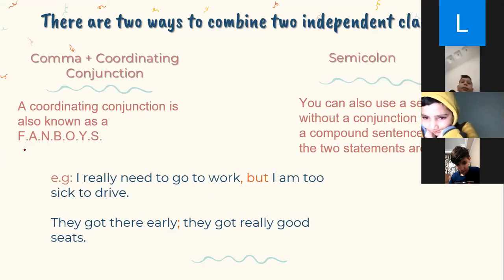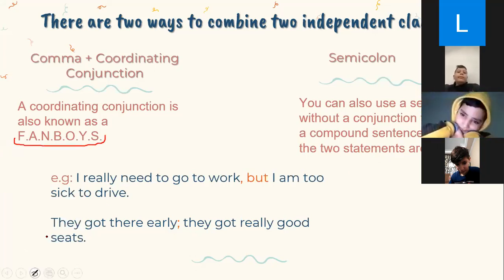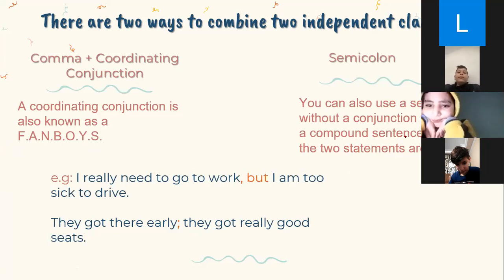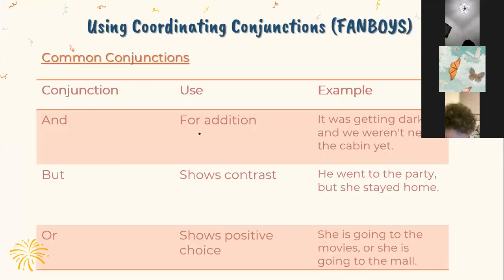But when we want to use a comma and a coordinating conjunction, we have to know which coordinating conjunction to use, because every one of the fanboys has its own function. If I want to remind you of the word: F for, A for and, N for nor, B for but, O for or, Y for yet, and S for so.